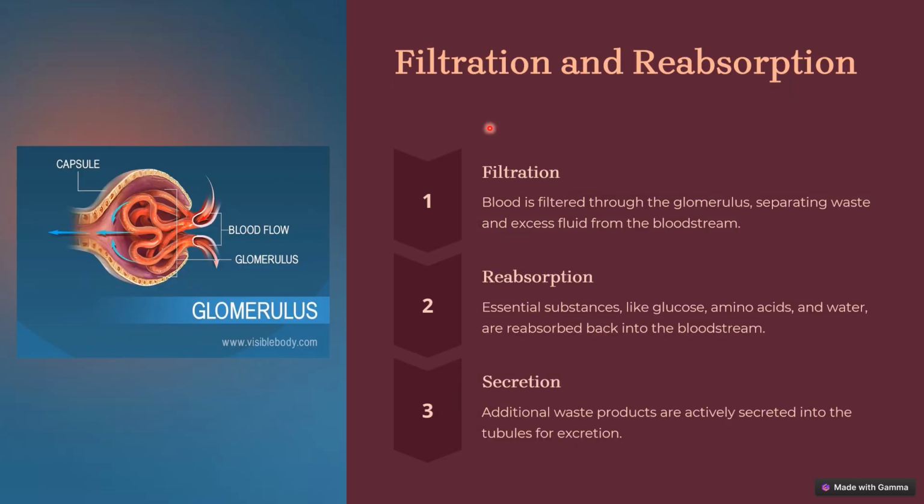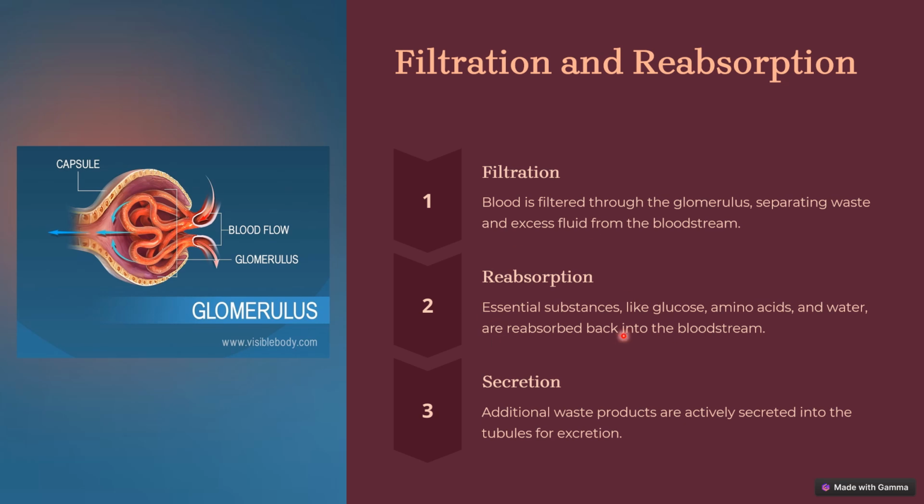What is filtration and reabsorption now? So we saw the structure of the glomerulus, Bowman's capsule, blood flows, gets filtered, then the tubules excrete and the purified blood goes through the veins, and then it goes to lungs for further purification. Deoxygenated blood gets purified in the lungs, and then it is circulated throughout the body. So filtration, blood is filtered through the glomerulus, separating waste and excess fluid from the bloodstream.